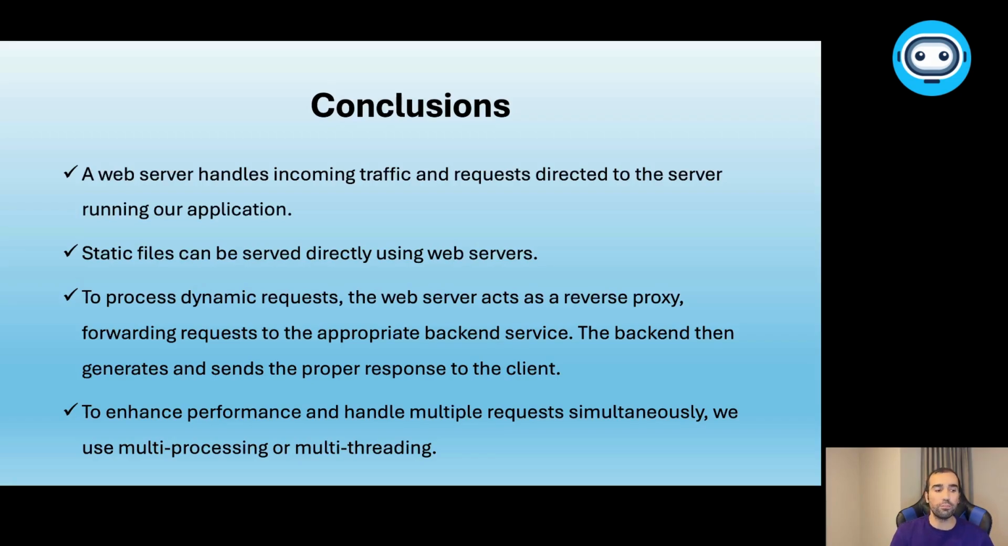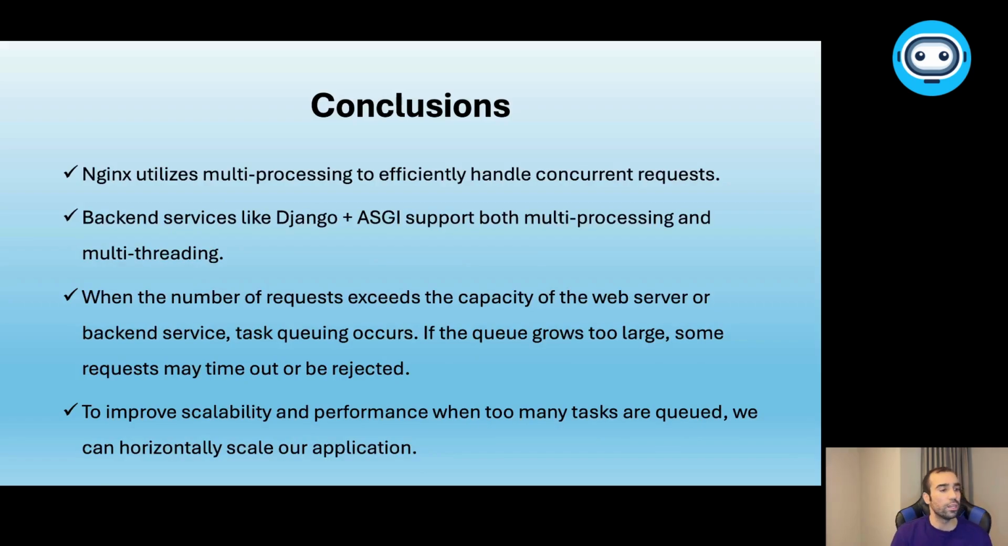To enhance performance and handle multiple requests simultaneously, we use multiprocessing or multithreading or combinations of both. Then we said that Nginx utilizes multiprocessing to efficiently handle concurrent requests. Just remember that Nginx as a web server uses multiprocessing. It's not using multithreading. Backend services like Django ASGI support both multiprocessing and multithreading.